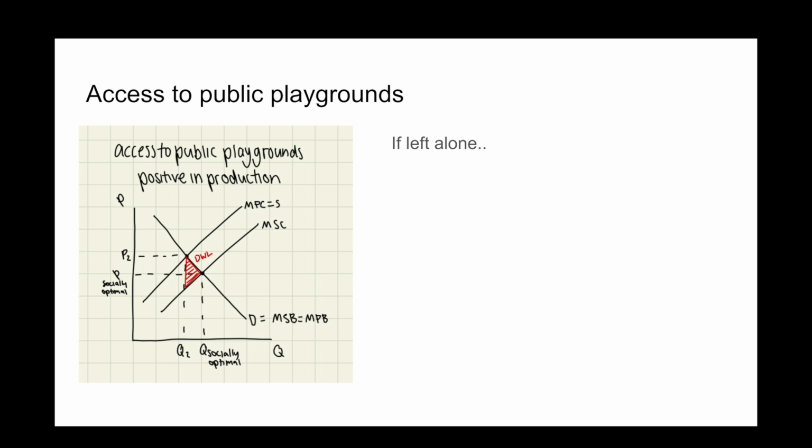This means that when left alone, the market for public playgrounds will produce at a quantity that is less than the socially optimal point, but more expensive than the socially optimal point, because there is no incentive to produce more as the private costs are greater than the social costs.